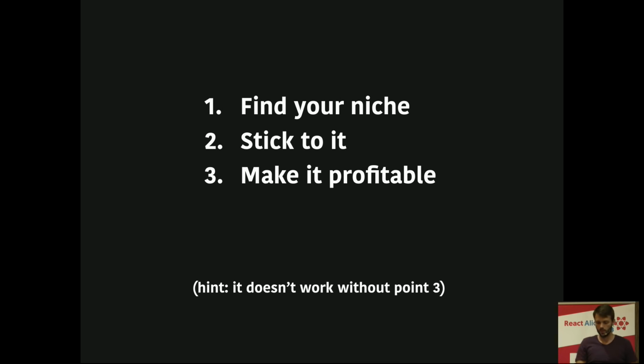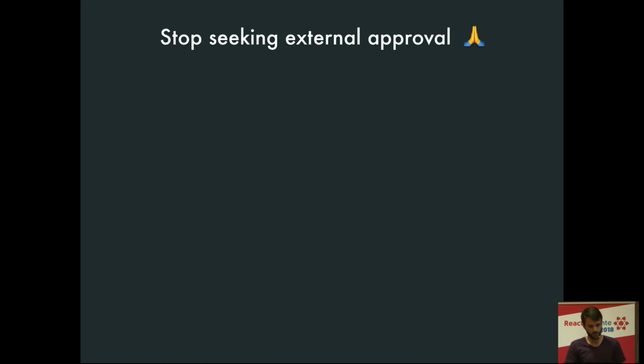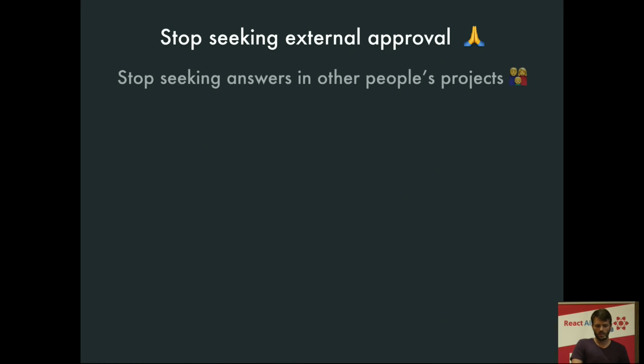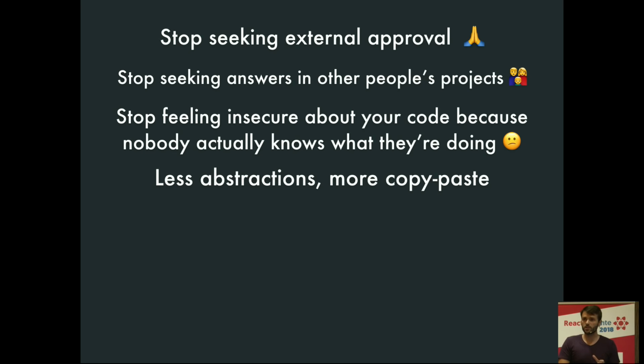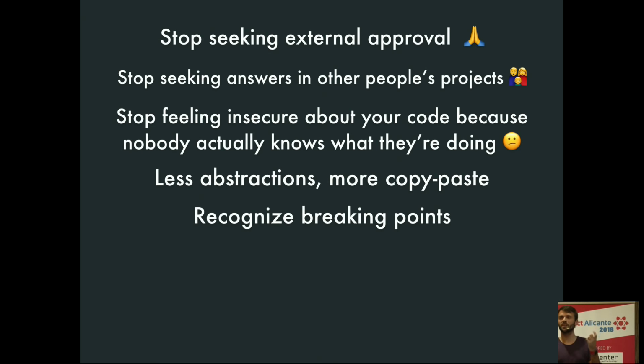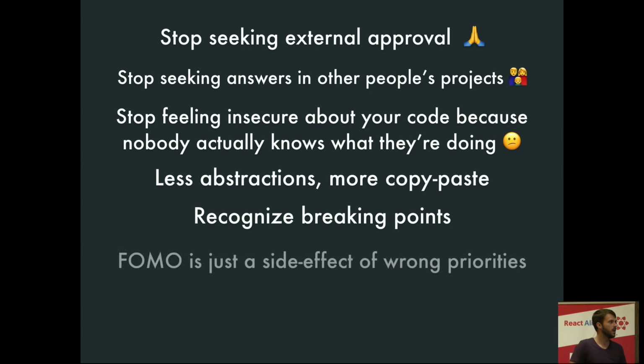So yeah, let's summarize. I had a couple of points here. Stop seeking external approval. Stop seeking answers in other people's projects. And stop feeling insecure about your code, because probably nobody knows what they're actually doing. Less abstractions, more copy-paste. Recognize the breaking points. This is really important before you jump from one thing to another. Remember that FOMO, that fear you have that others have it better, that the grass is greener on the other side, is just a side effect of you having the wrong priorities.